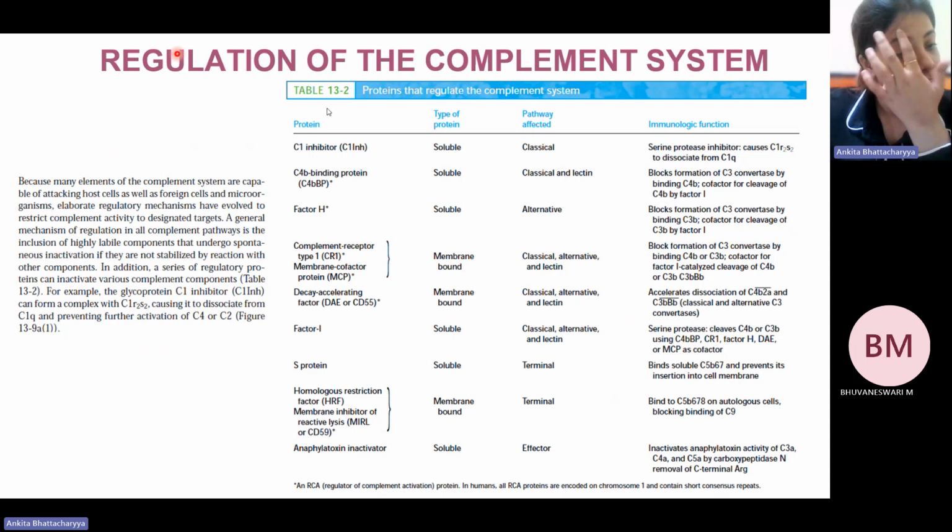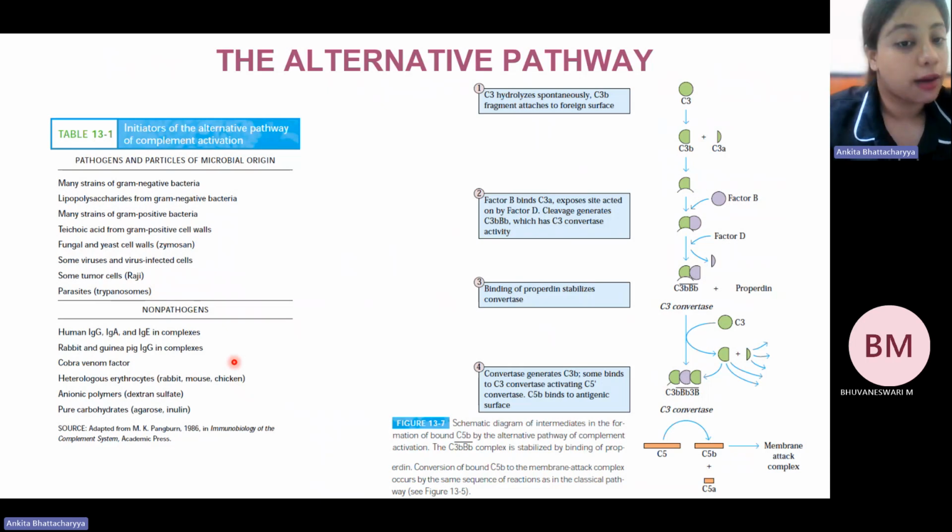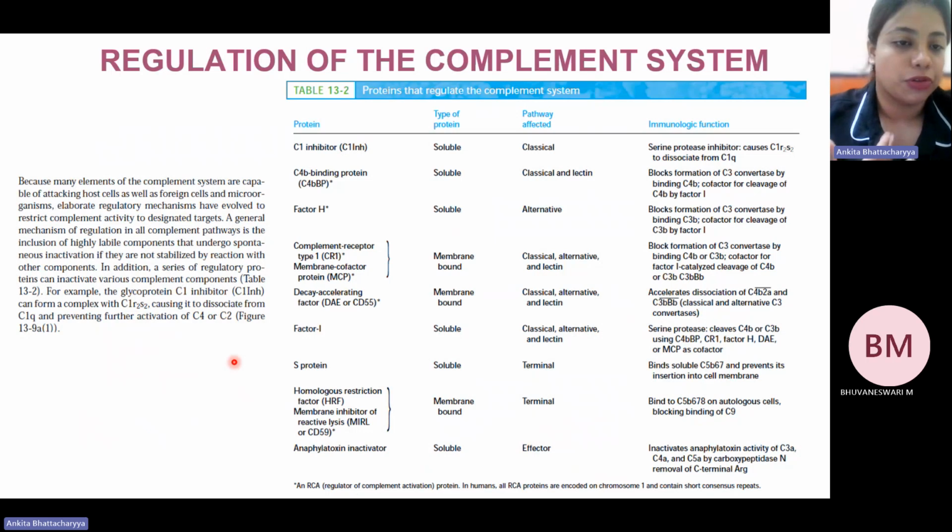So let's come to the legend first. Many elements of the complement system are capable of attacking host cells as well as foreign cells. If you remember, we just saw that some of the antigens for the alternative pathway are human host cells themselves. Let me go over to that slide. Yeah, so these non-pathogenic components are also considered initiators of the complement cascade. But if this was done in a non-specific manner, it would of course be very harmful. Therefore, that's where regulation becomes important. Elaborate regulatory mechanisms have evolved to restrict complement activity to very specific targets.